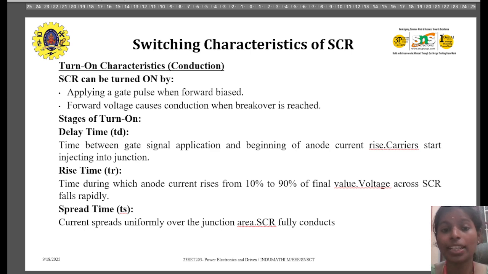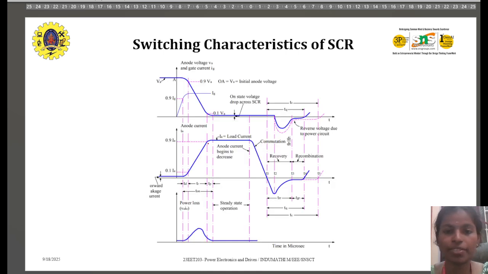And rise time, when the current increases rapidly from 10% to 90% of its final value. So you can look at your graph here. It rises from 10% to 90% of your final value. Okay, your current increases, and your voltage across the SCR falls. You can just look through it. Your voltage at the SCR falls here. And in spread time, the current spreads uniformly across the junction and the device reaches full conduction. That's called spread time.